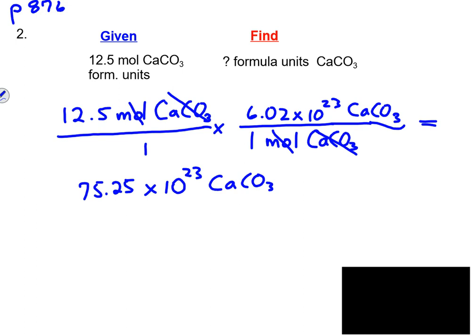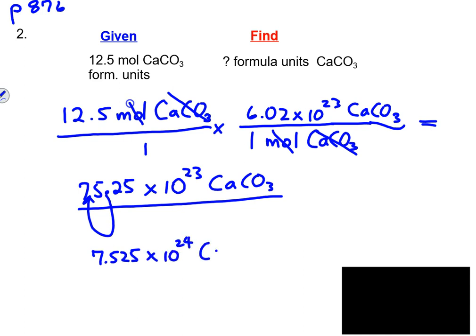That's kind of my answer, except I'm not in scientific notation. So I want to get into scientific notation. What would I have to do with my decimal that's right here? Move it to the left. How many places? 1. When I move it to the left, does that increase or decrease the power of 10? Increases it. Good. So I now have 7.525 times 10 to the 24th calcium carbonate formula units.